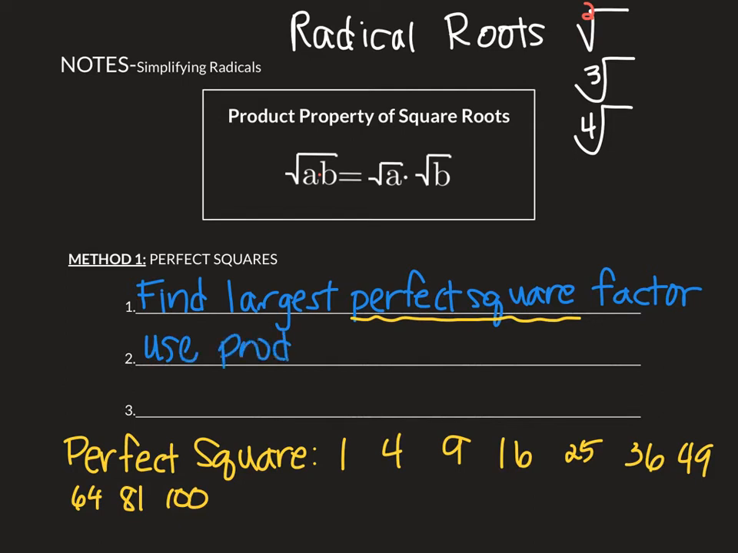So meaning we are going to separate our radical into two radicals. Use the product property. And the third thing is to simplify. Okay, so let's look at some examples of this.